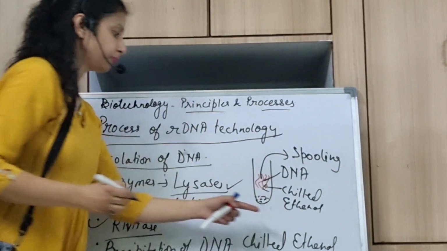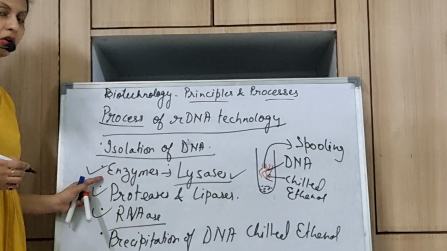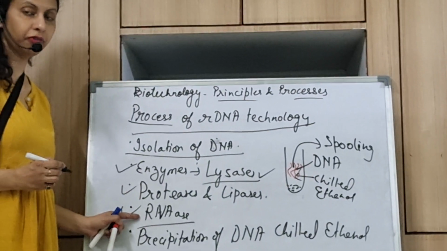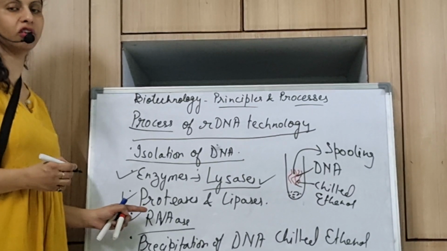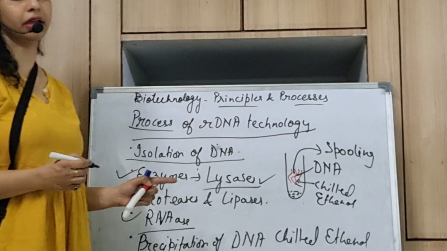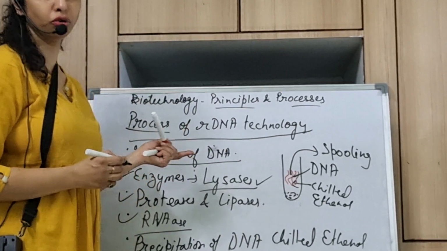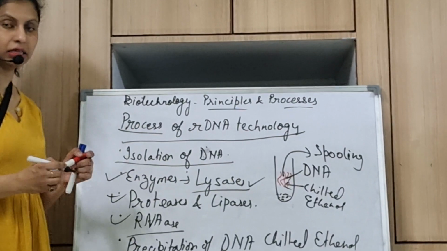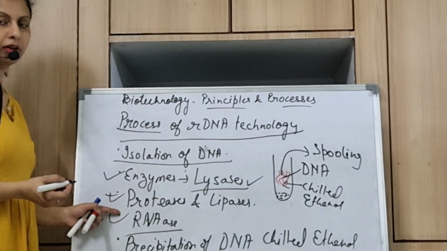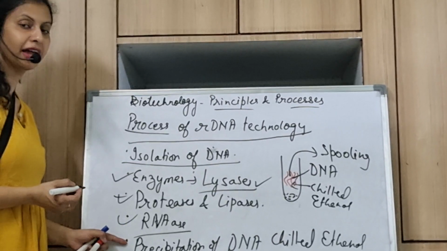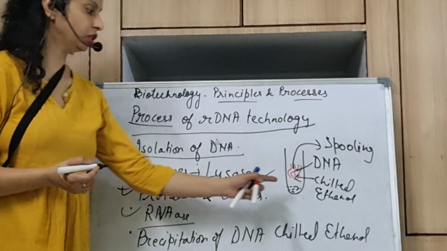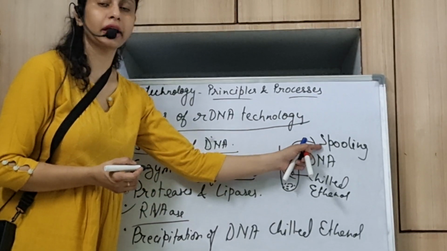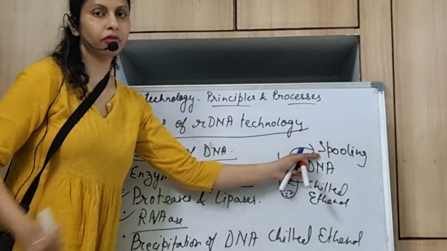So all these steps, that is use of enzyme to break the walls. If we have to remove protein, you know protein is always present along with DNA. DNA is present along with histone protein. So in order to dissolve protein, we need to have protease, and RNA will be removed by RNase. Then precipitation will be done by using chilled ethanol. DNA will spool out, and this step is called spooling. Now we will move to the next.